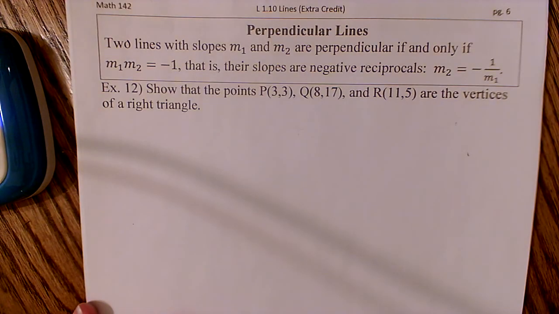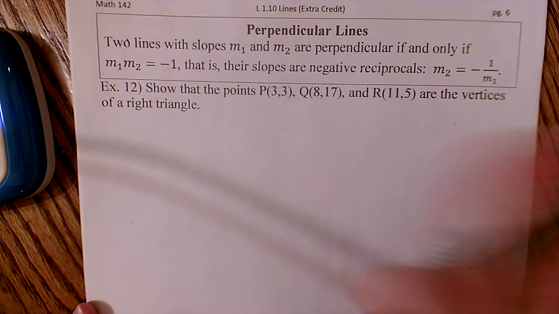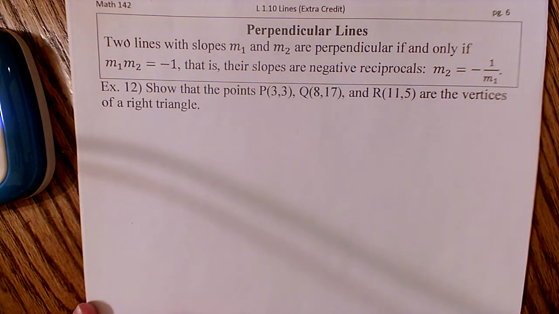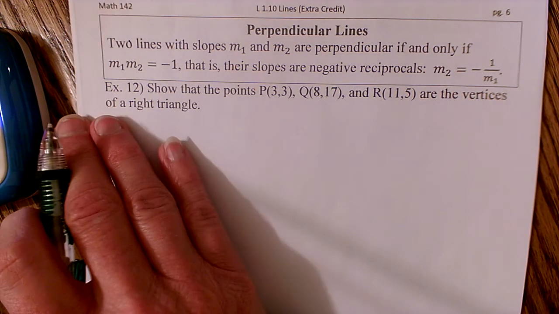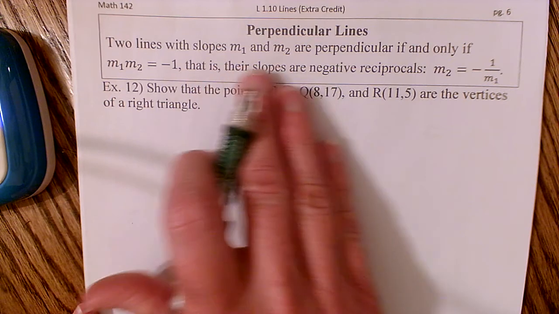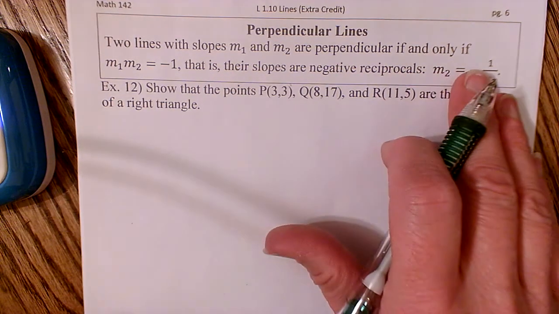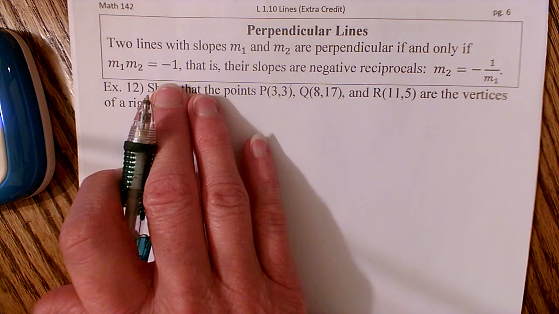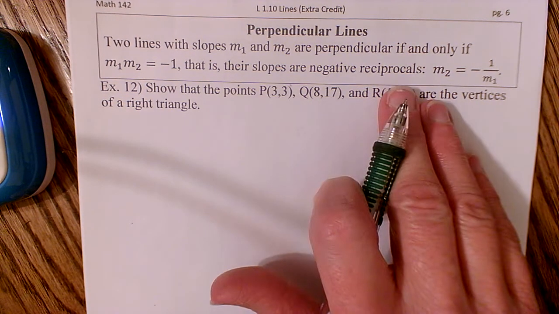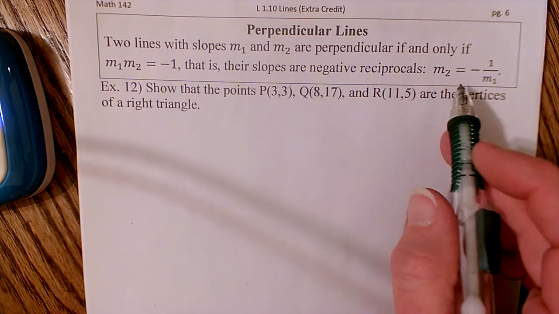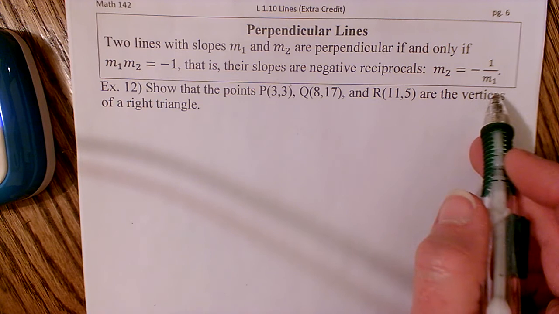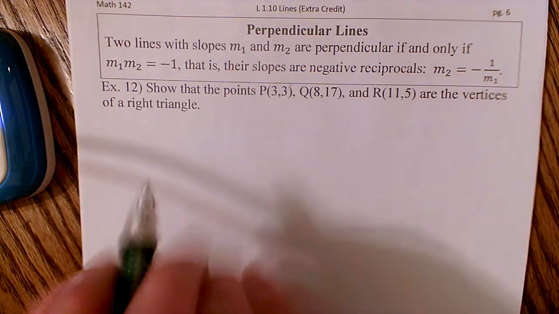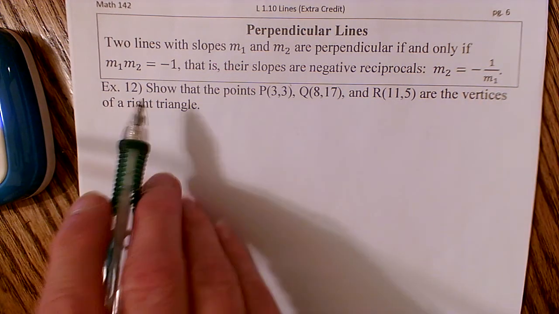So we'll finish up our discussion of lines from Chapter 1, Section 10 by discussing perpendicular lines. Two lines with slopes m1 and m2 are perpendicular if and only if m1 times m2 is equal to -1. That is, their slopes are negative reciprocals. So then m2 is going to be equal to -1 over m1.